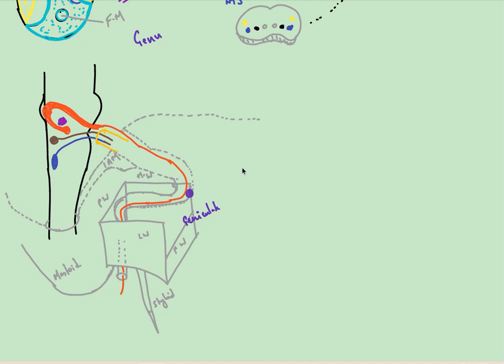Genu means bend. So this ganglion is located where? It is located at the bend area. So that is why it is called geniculate ganglion. Hence it is known as geniculate ganglion. Clear? Now, what is this story with the geniculate ganglion?